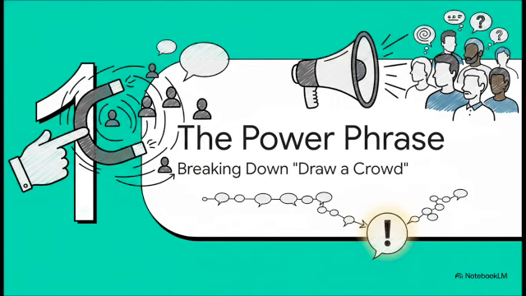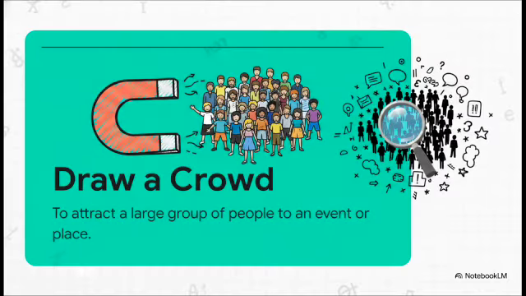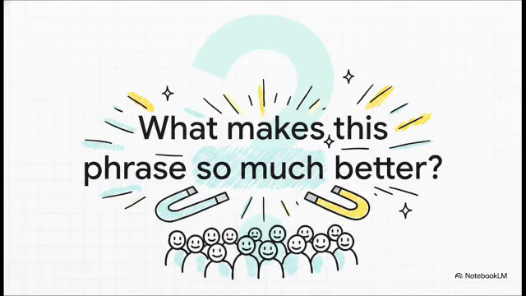Let's pull it apart and see what exactly makes it so much more effective than just saying something basic like, get attention. So at its core, the definition is pretty simple, right? It just means to attract a big group of people. But that verb draw here has this sense of pulling people in, almost like a magnet. It's a really active, engaging idea. So why does this one little change have such a huge impact on how you sound? What's the magic behind a phrase like draw a crowd that just instantly elevates your English?